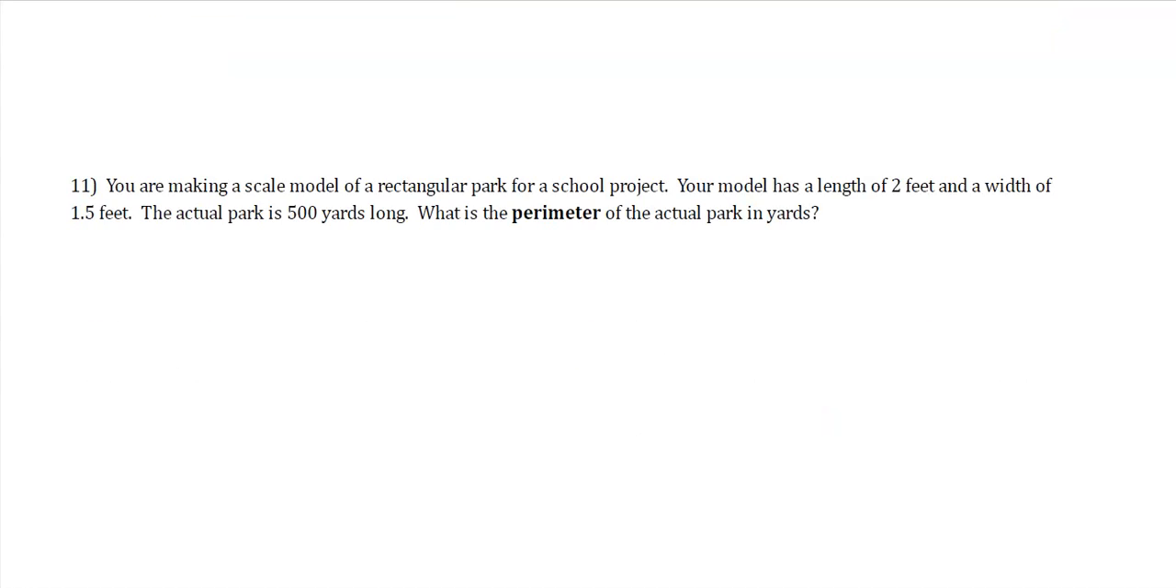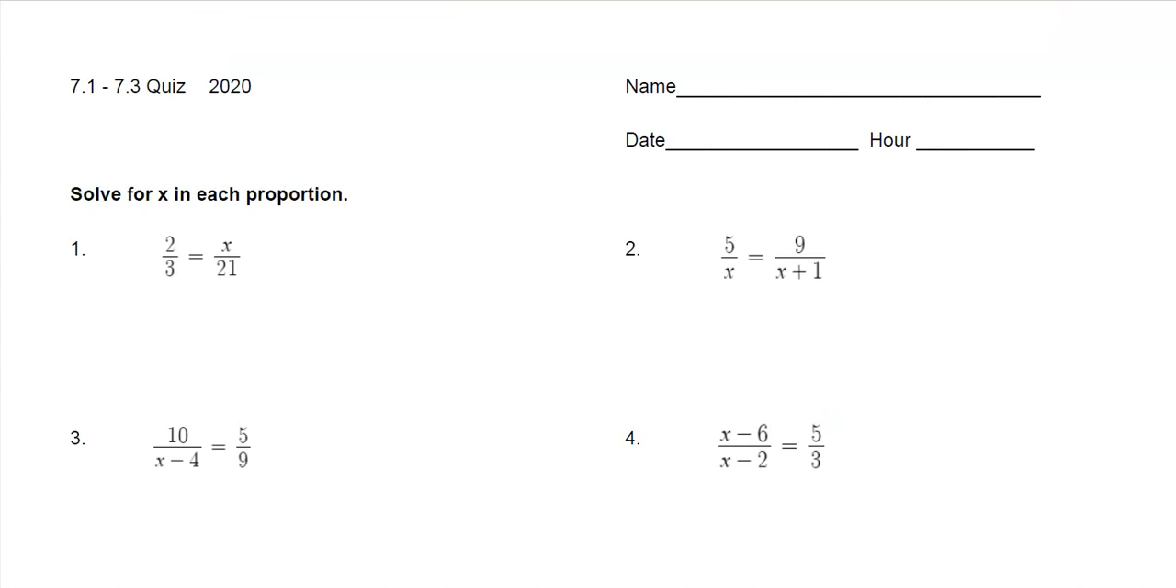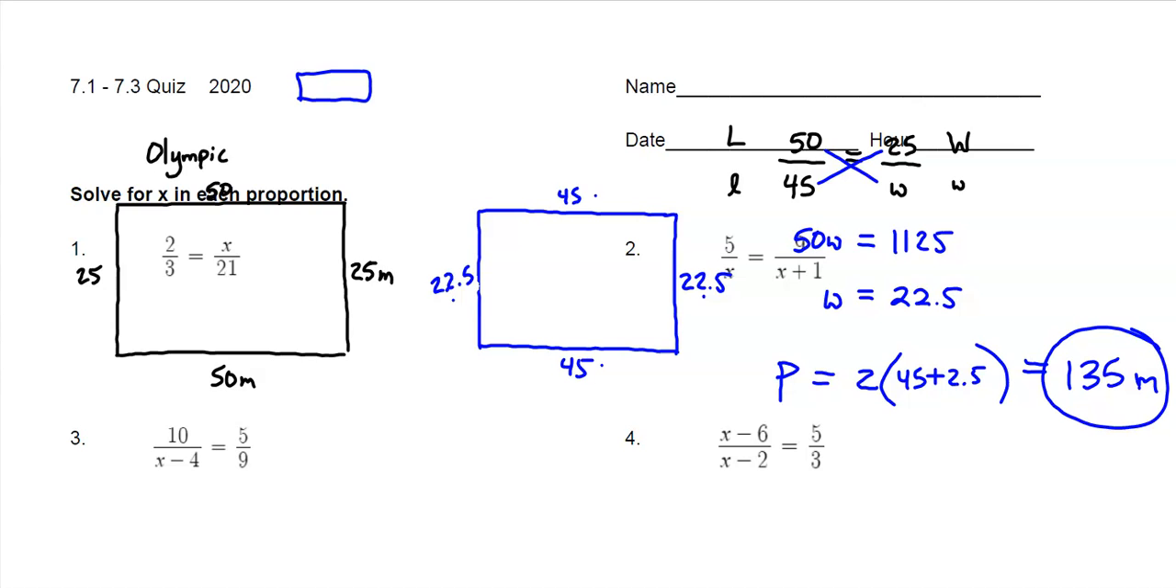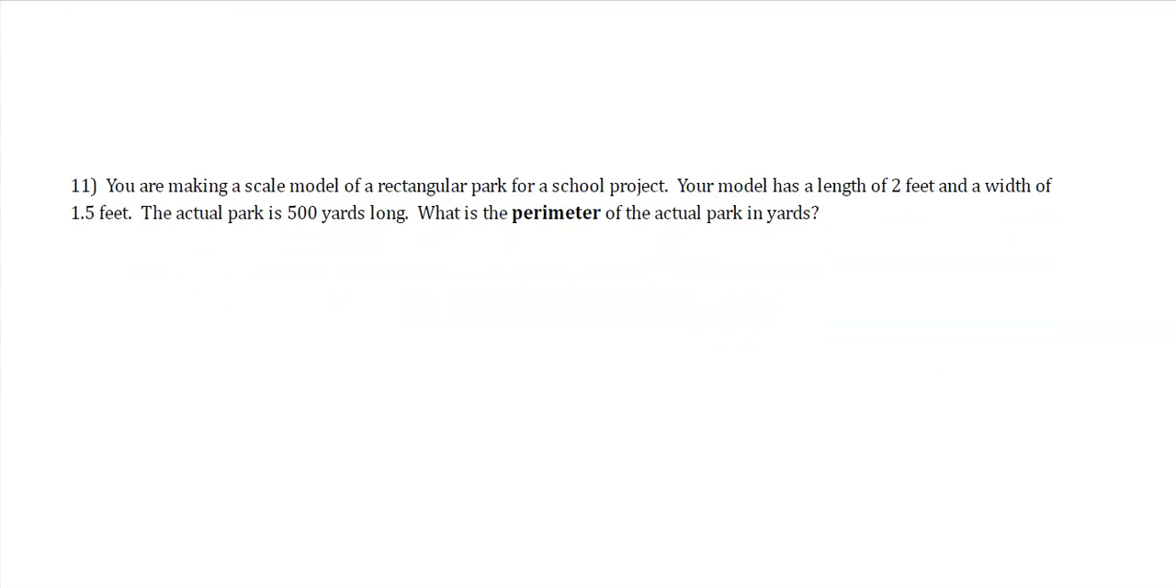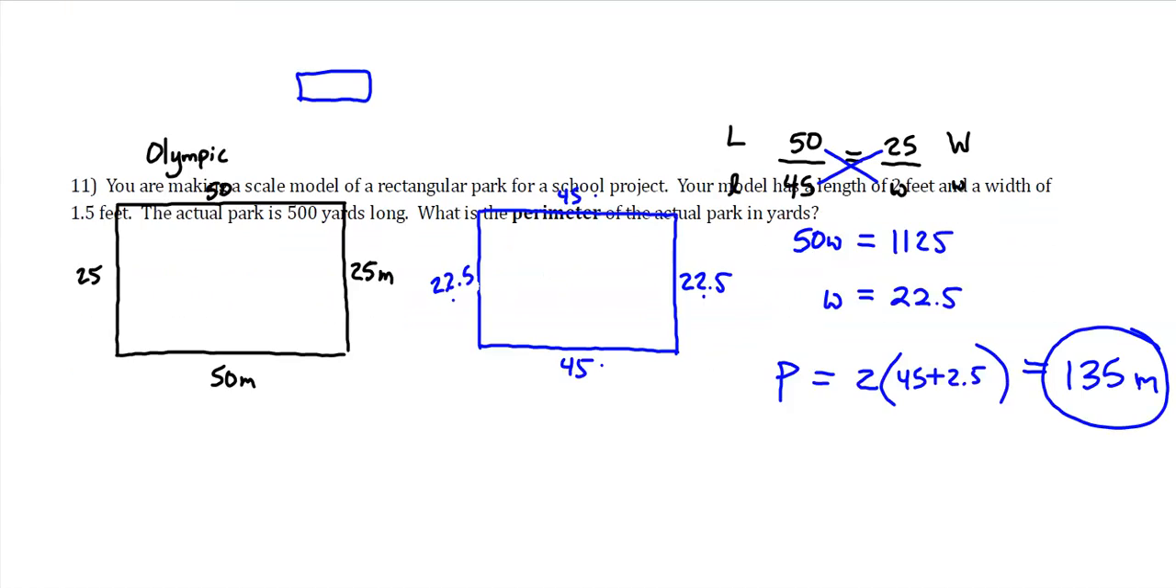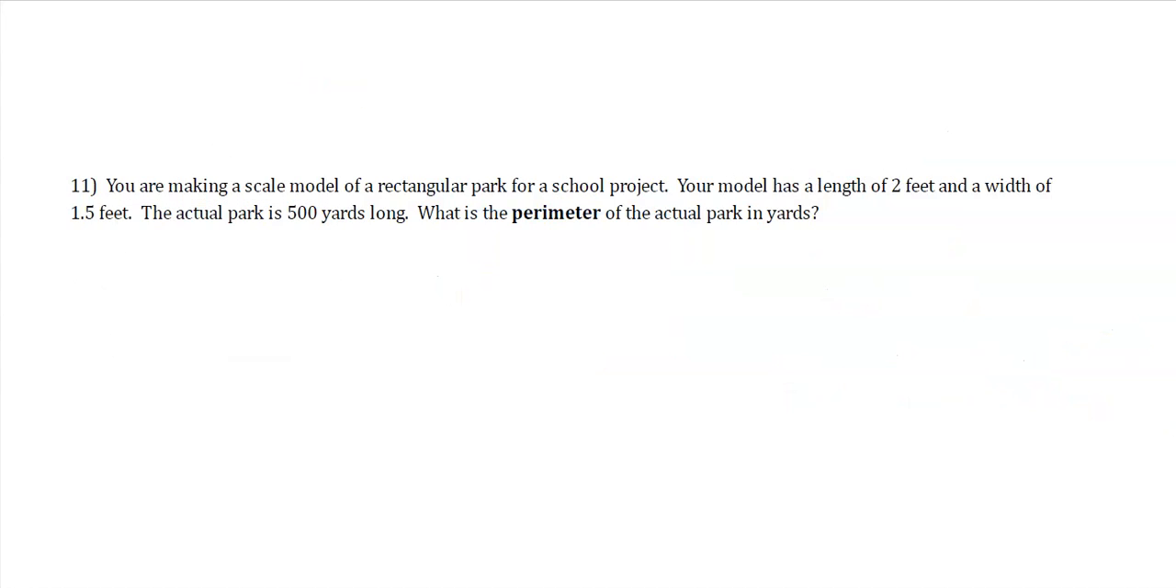Last but not least, number 10. Don't know what I did there. There we go. Back to where we were. Making a scale model of a rectangular park. The model has a length of 2 feet and 1.5 feet. So let's do our model right here. So we have a length of 2 feet, and this is 1.5 feet.